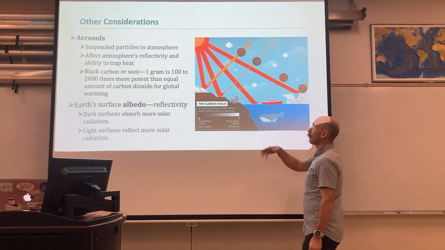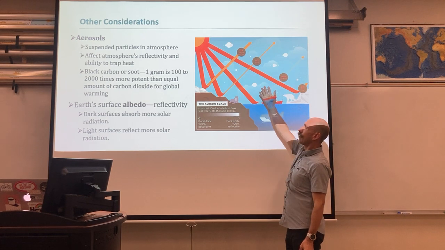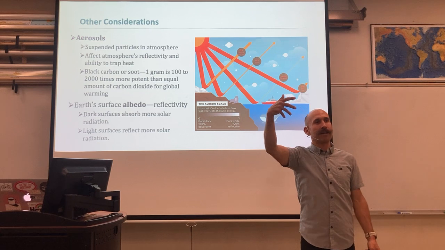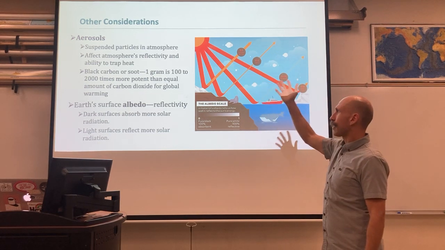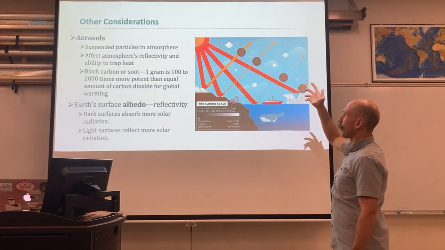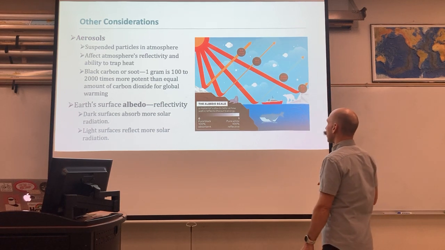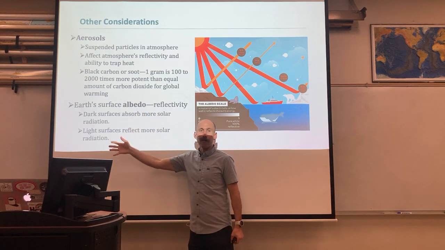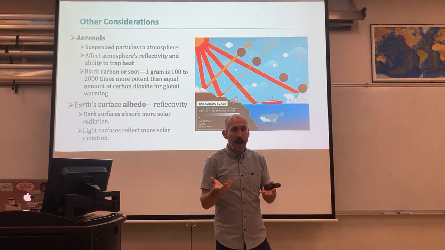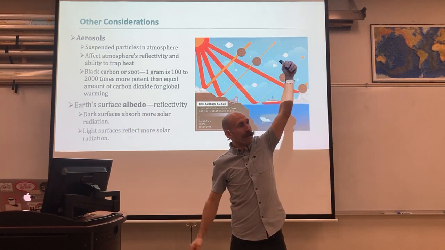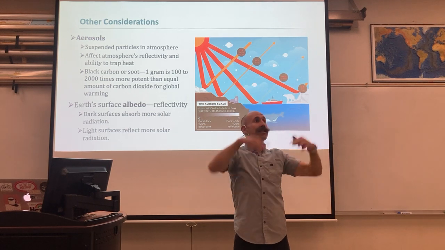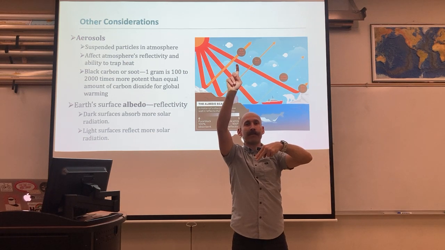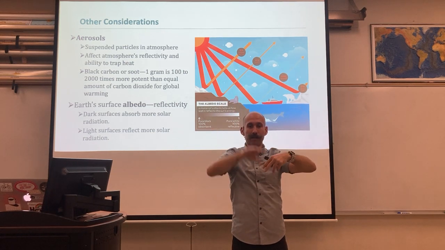Other things to worry about. Other aerosols in the atmosphere. Things that we burn, particles in the atmosphere that will affect reflectivity and Earth's ability to trap heat. The albedo is the reflectance of the Earth. Ice has a really big albedo. The sun bounces off ice. The sun interacts with ice. It reflects back to the atmosphere, out into space.